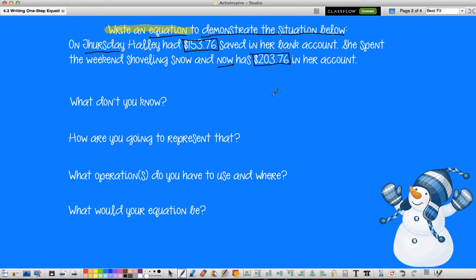So what we want to look at here is the operation word. Now I know we see the word spent, but she spent the weekend, so we're talking about money. She started here and she ended here. So we have to look at this and imply that if she spent the weekend shoveling snow, that money got added to her account, that she did work. There's not a particular word in here that says you're going to add. So sometimes you just have to note that if she did work and her bank account went up, it's an addition problem.